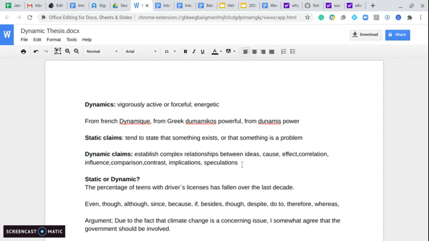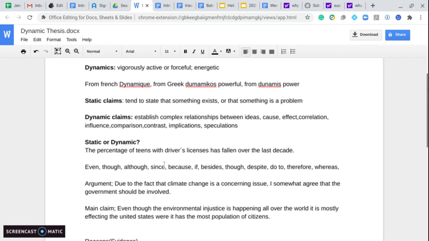So if we take that same thesis, I might say, because Baldwin uses effective and passionate analogies and images and a powerful tone, he is more likely to convince his audience of teachers to indeed change the current curriculum that they're teaching. Okay, notice how that has more energy, it's more forceful, it's more active.